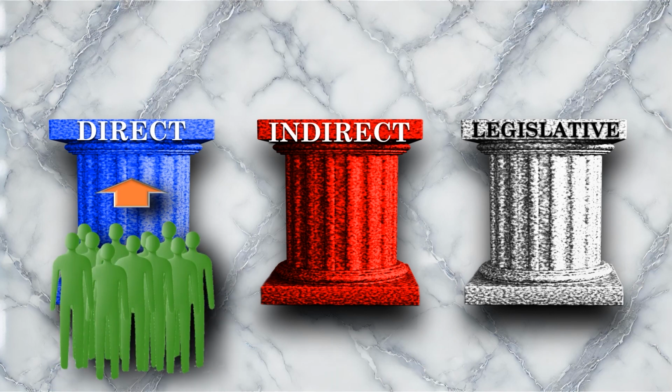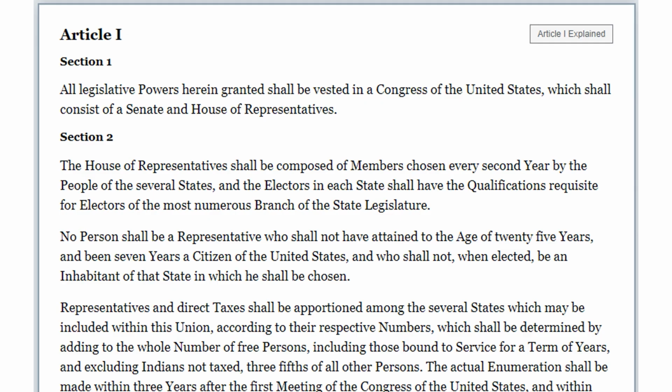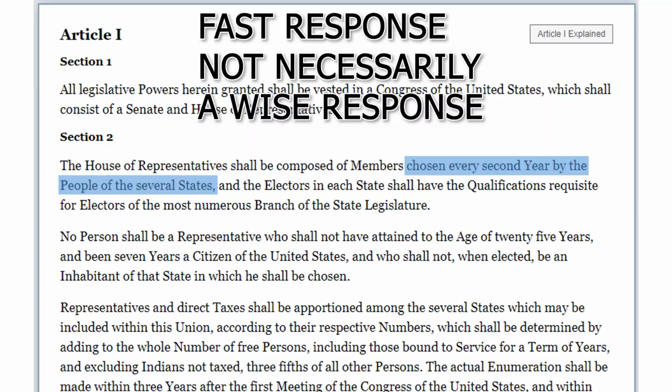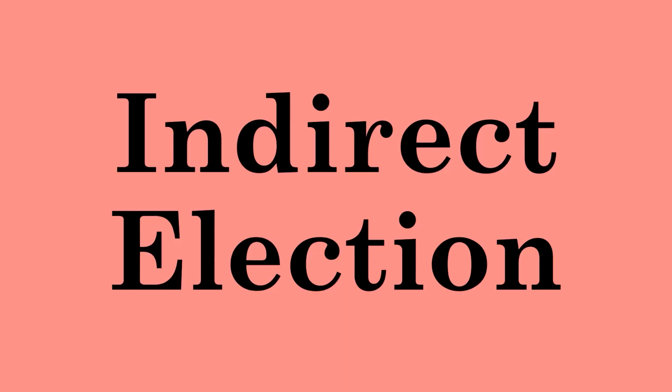Whoever gets the most votes from the general voting population wins. Direct elections are provided for in the Constitution in House of Representatives races. The idea is that members of the House represent what is popular and are most responsive to the people at large. An indirect election is different.